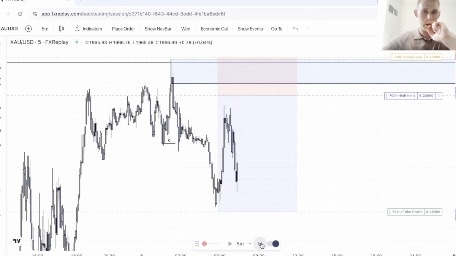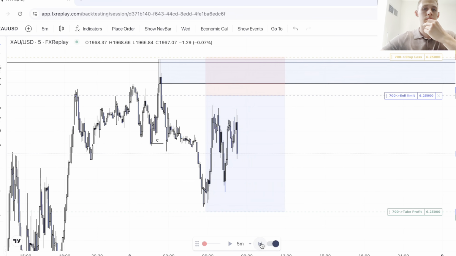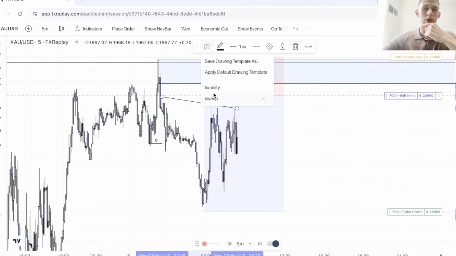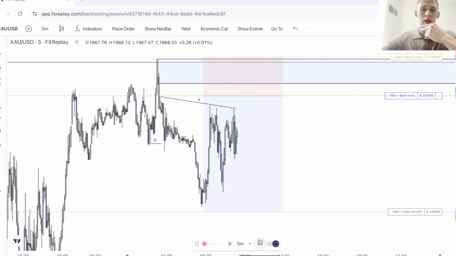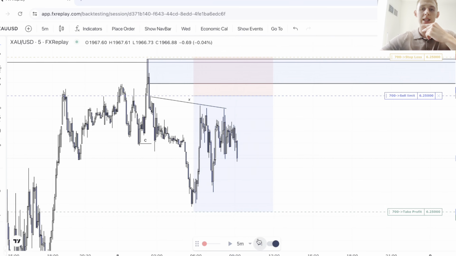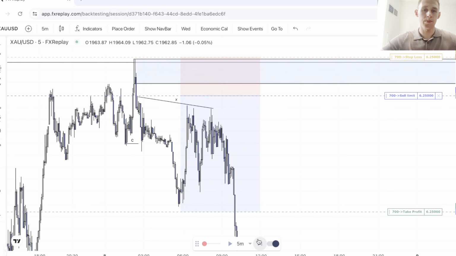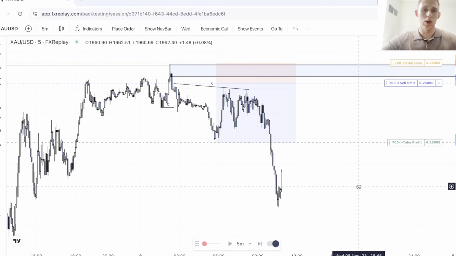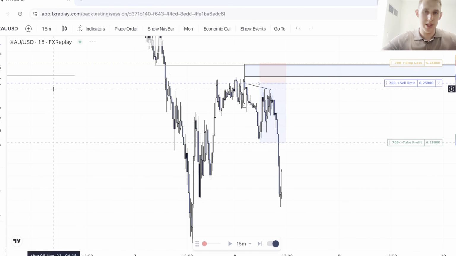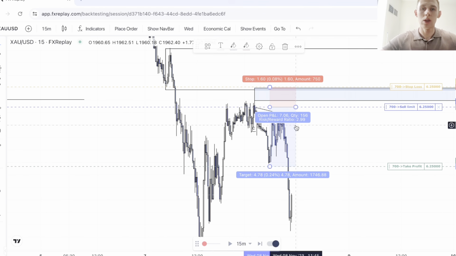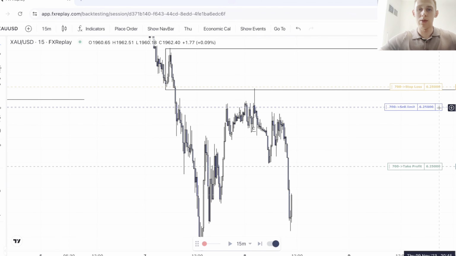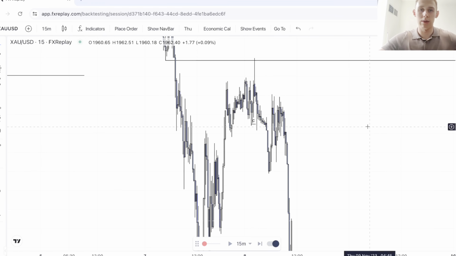So let's see what happens. I like this as well. If we have a look, we've had a build up of all of this liquidity just in here. So if that gets swept, you will likely see price move in the opposite direction. Or it might just completely miss us like that. Okay, so I'm going to cancel this limit now. Let's have a look at what we could have done better.